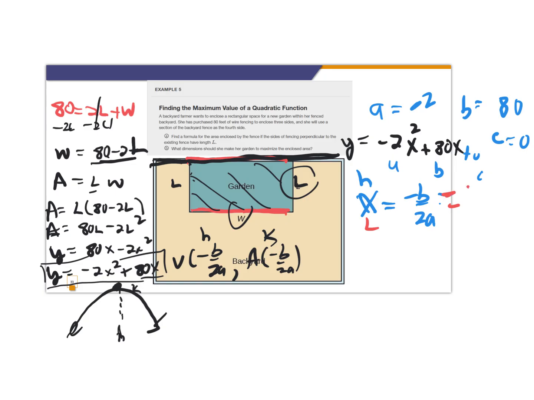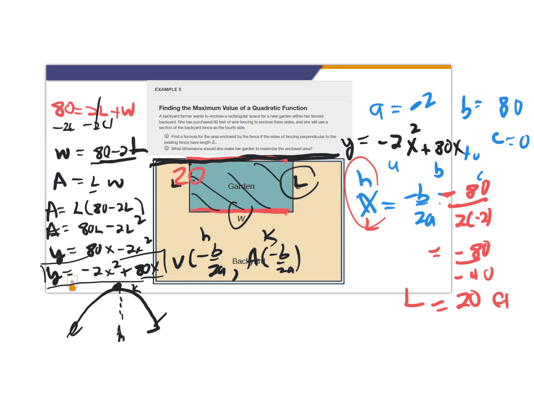So I was going to do minus 80 all over 2 times a, which is 2 times a negative 2. That turns into a minus 80 over a negative 40, which is positive 20. That was feet. Remember? This is my length because that was my x. My x is the length. So I already know that this is 20.